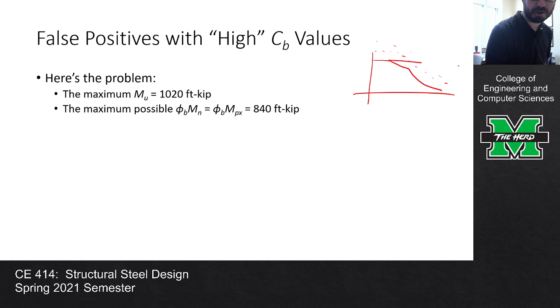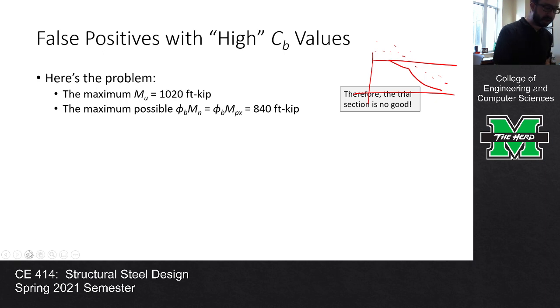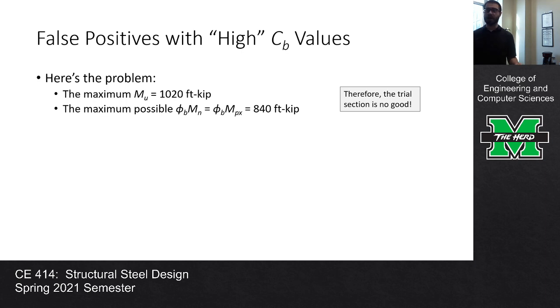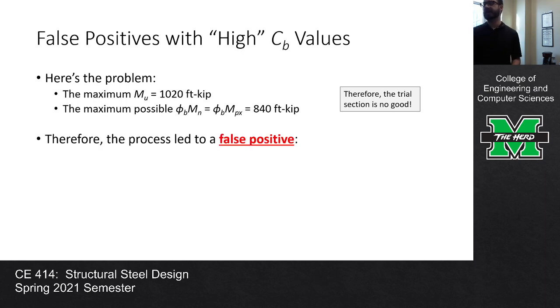It would get bigger, but you're always cut off at MP. You can't exceed MP from a flexural capacity standpoint. So the section is no good. Let me erase all that ink. That trial section doesn't work. It's a false positive. See, what happened was this.